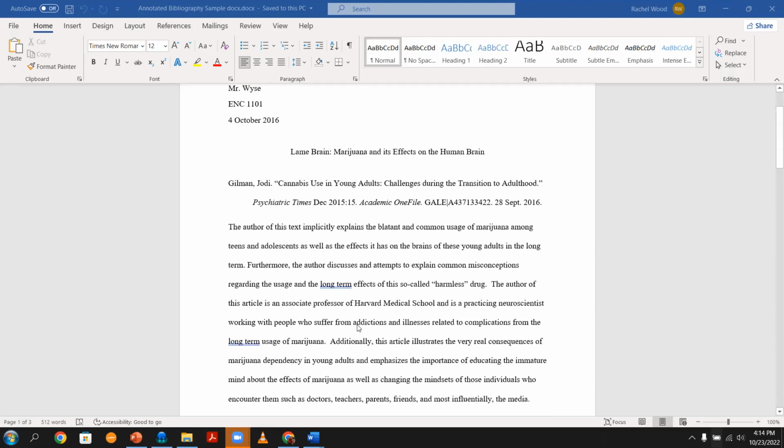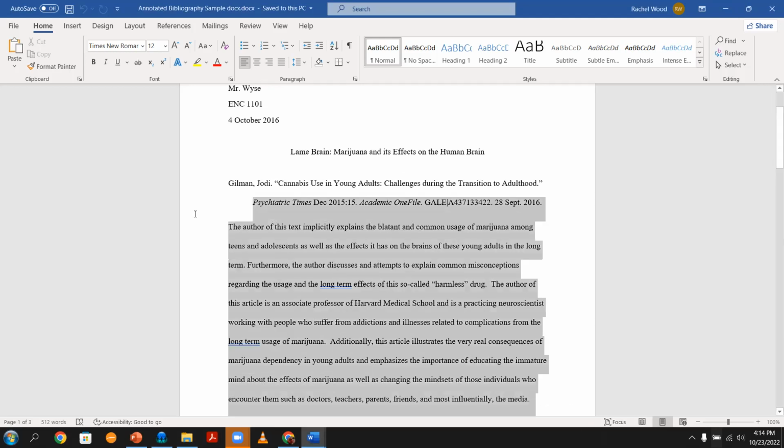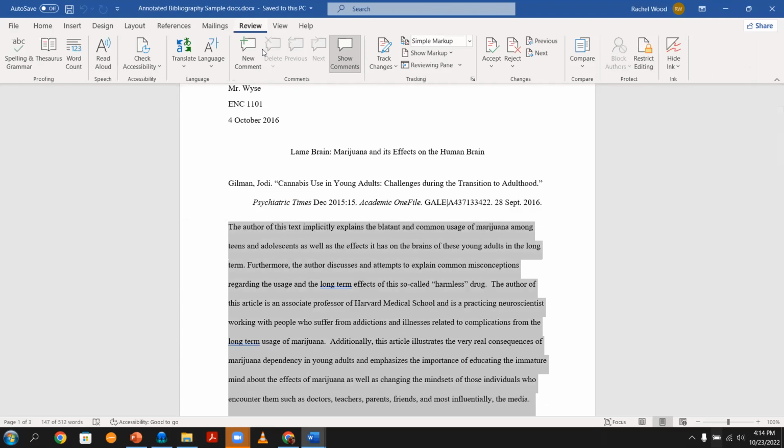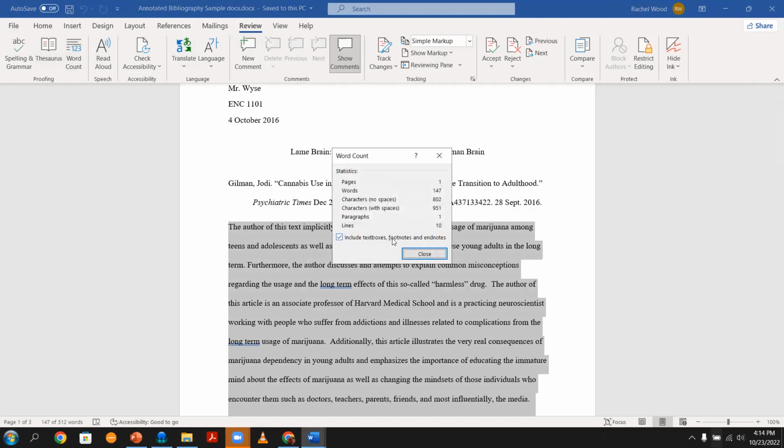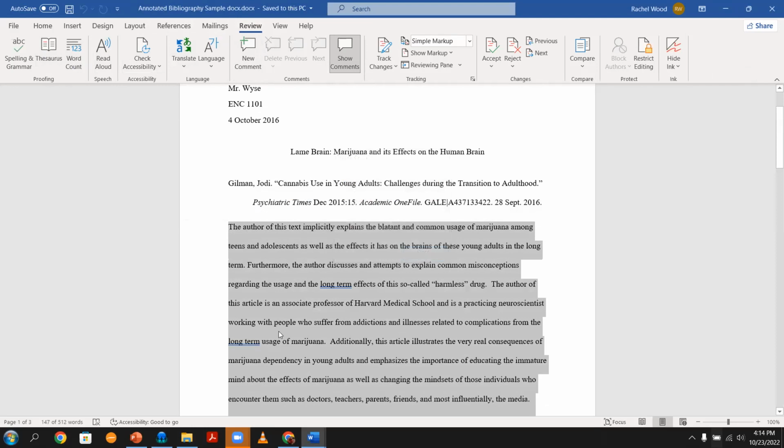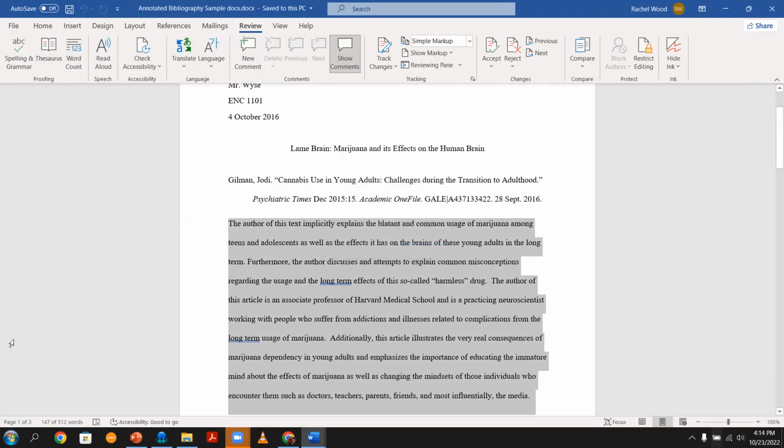So that's just one annotation, and I'm going to demonstrate what I would do. If I were looking at your paper, which I will be when you turn it in, one of the first things I will do is download it to Word just so that I can get an idea of it. I went over here to Review, and I'm going to check the word count. In this particular section I have highlighted, there are 147 words. So that's about the length of the annotations that you'll have to do.